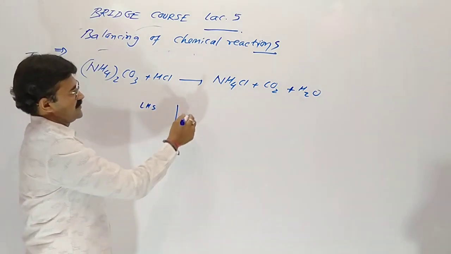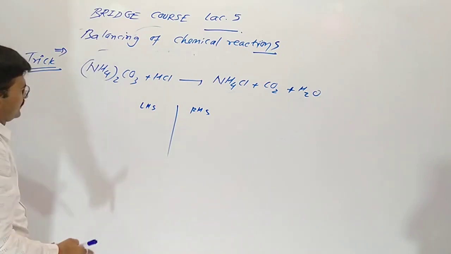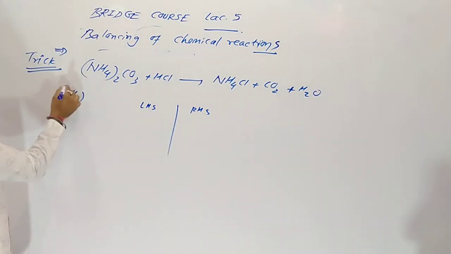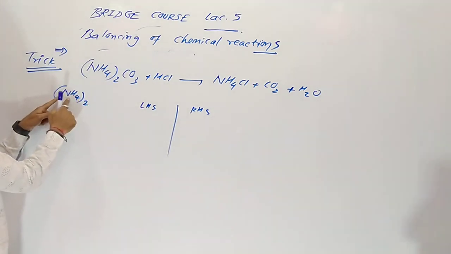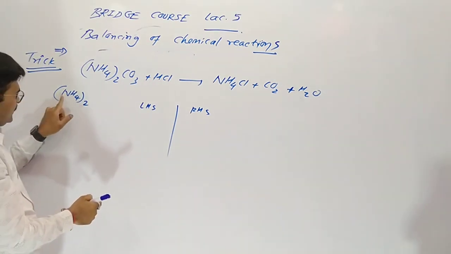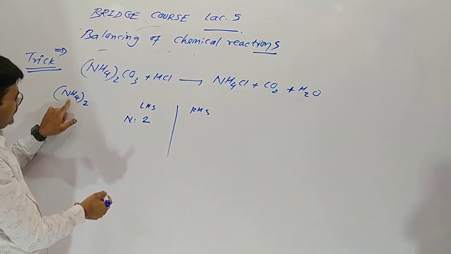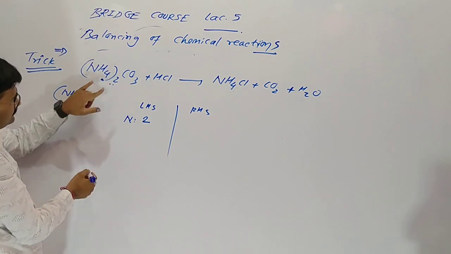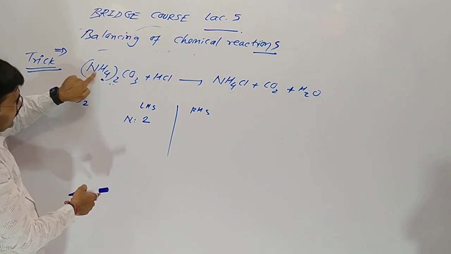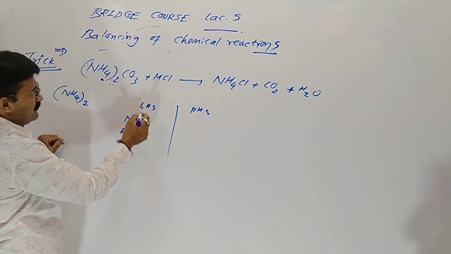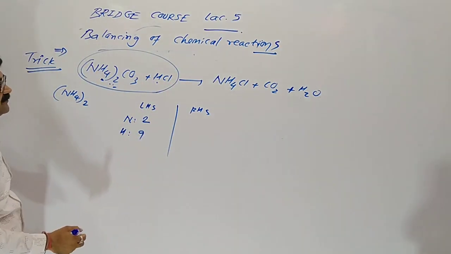First of all, left hand side and right hand side. Twice means the ammonium ion is 2 times, so multiply to all the elements inside the bracket. Nitrogen 2 times. Hydrogen 4 times 2 is 8. All the bracket is multiplied by 2. So nitrogen 2 times, hydrogen 8 times. But remember, a total of 1 here, so total 9.